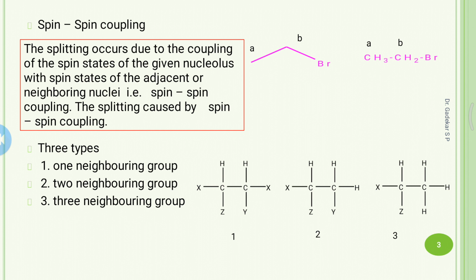So spin coupling has three types. First, with one neighboring group, a particular type of spin coupling. With two neighboring groups, a different splitting pattern, and with three neighboring groups, again a different spin coupling. So spin splitting depends on the neighboring groups. In this example, X, Y, Z are different groups but not protons. Z consists of only one proton and the Y group consists of two neighboring protons, in the first example.